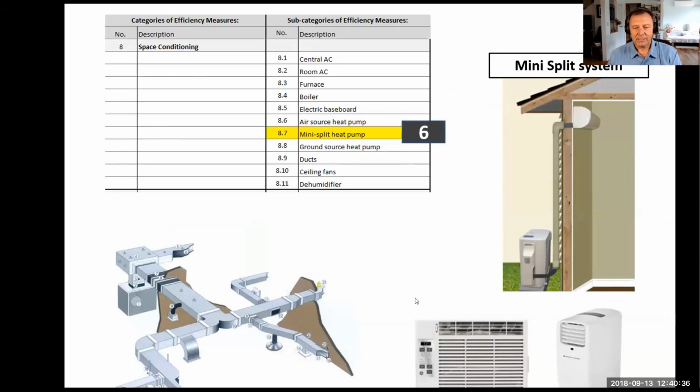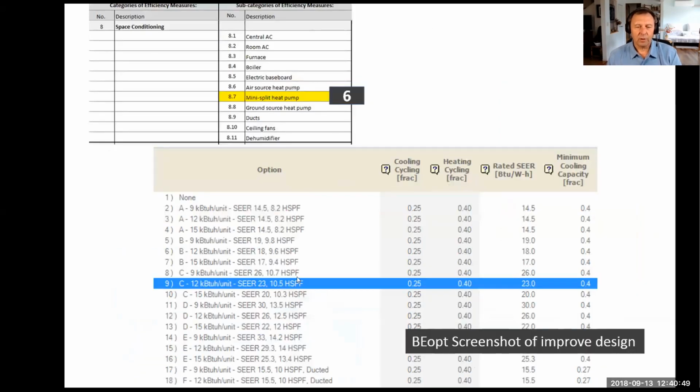Next one is the air conditioner, and we have a central air conditioner. We have room, which is the least effective, and we have a mini split system here. For our sample, we have a mini split system, and we gave it a SEER rating of 23, which is pretty good. SEER is the efficiency of how the equipment operates. The higher the SEER, the better the efficiency. The better the efficiency, the less energy we use. We use this one for the improved design.